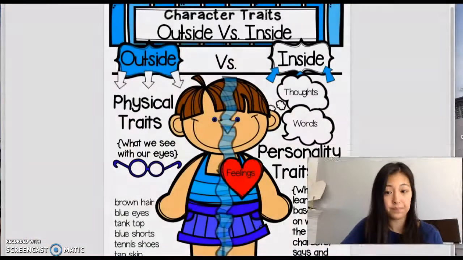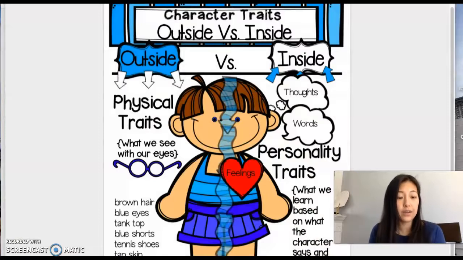Now, you might have heard your homeroom teachers talk about the traits in school that we look for, like respect and kindness. And those, boys and girls, are something called your personality traits. But when we look at characters in books, we talk about what they look like, which is called their physical traits, and then how their insides are, which is called their personality. So I just wanted to come on and show you and explain that. And then in another video this week, I will explain what you will be working on.